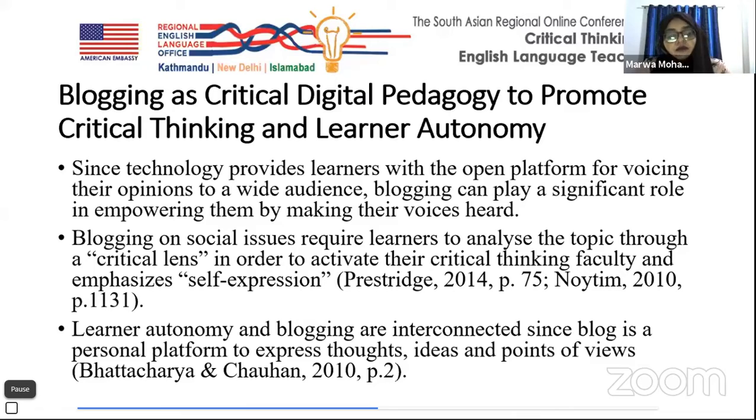Now, learner autonomy and blogging are connected because blogging is a personal platform, and it is completely up to the students how they're expressing their thoughts, ideas, points of view. There is no one way of writing blogs. So it is completely up to a learner how they want to approach this.